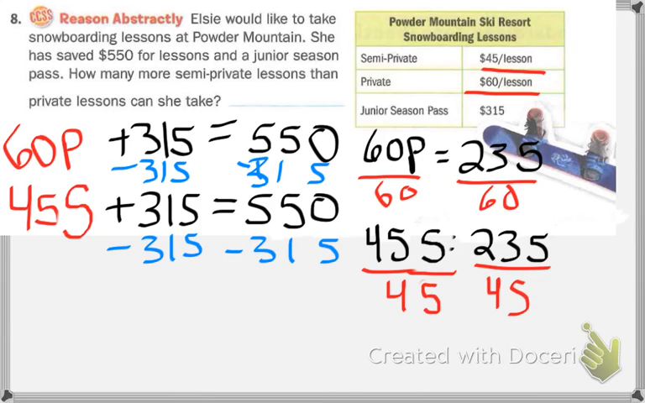Anyways, solve these and I'll tell you. So if you do 235 divided by 60, you're going to end up with not quite as many as you would think. You end up with 3.91. Well look, that's not 4.